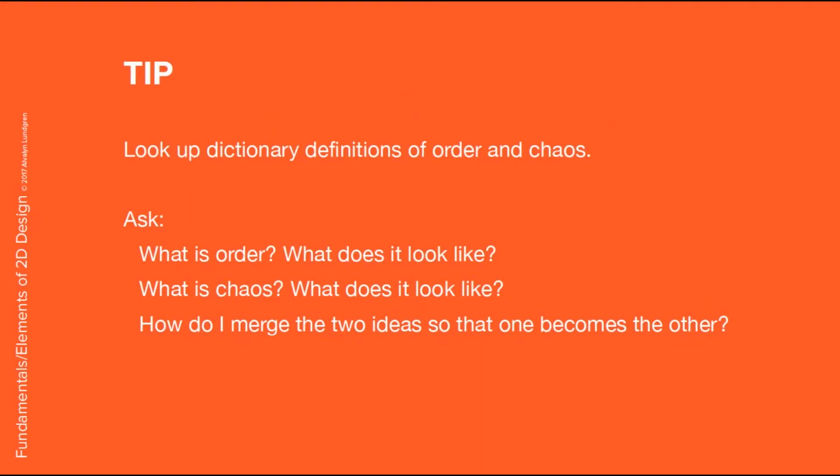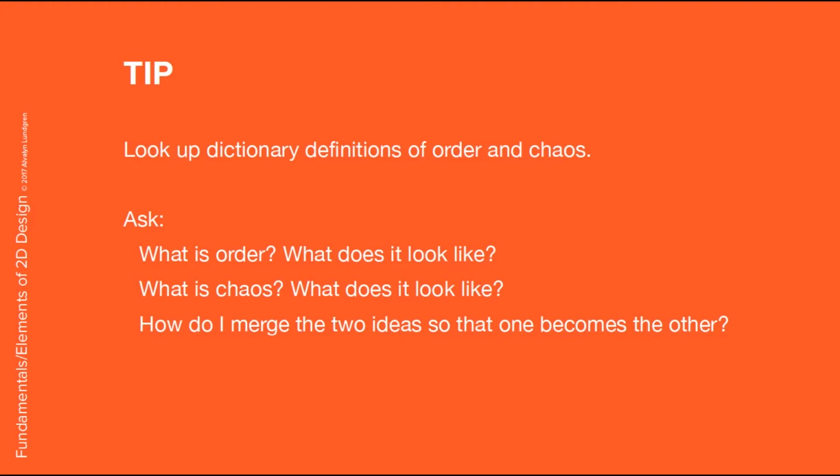Look at the etymology of the word order, look at the definition, and also of the word chaos. Get your definitions written down, and then ask yourself, what is order? Explain it in your own words, and what does it look like? What is chaos? Restate the definition in your own words, and what does chaos look like?